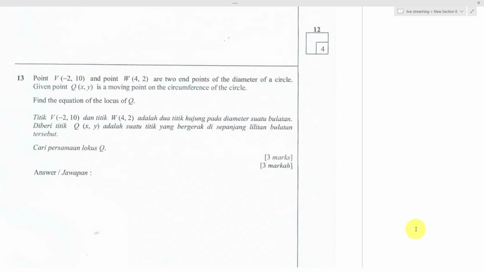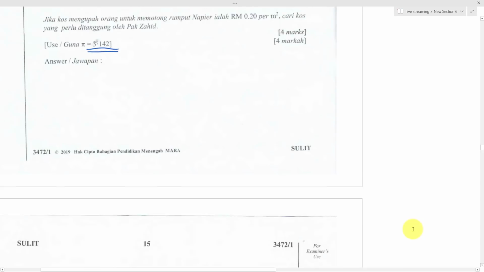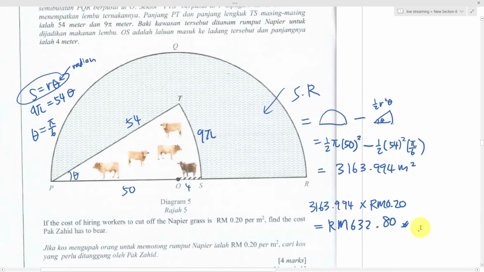Just keep it as pi over 6. Yeah, you can keep it as pi over 6. Okay, let's clarify something. You can leave it in pi over 6, or you can change it into decimal. Yeah, you can always do that. But make sure you take at least 4 decimal places, then your answer will be more accurate.